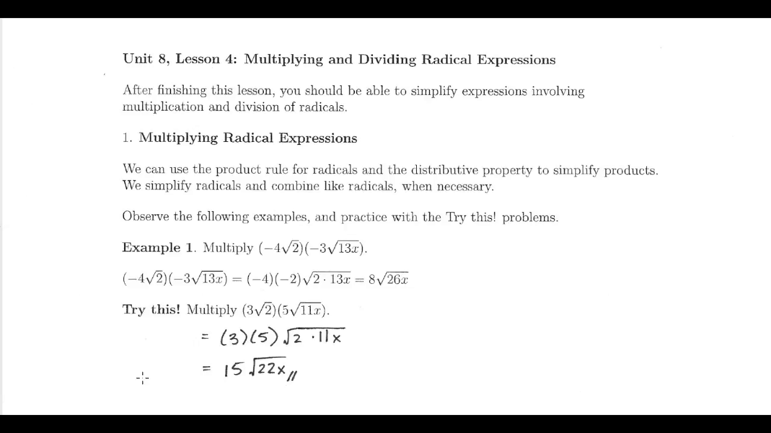So we're multiplying radical expressions. We can use that product rule that the square root of a times the square root of b equals the square root of a times b, or vice versa, depending on the problem we're working on. So here in this example, if I'm taking negative 4 root 2 times minus 3 root 13x, we can multiply the coefficients of these radicals, and then we can use the product rule to say the square root of 2 times the square root of 13x is the square root of 2 times 13x. So we'll have positive 8 times the square root of 26x.